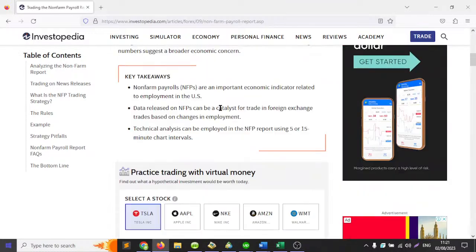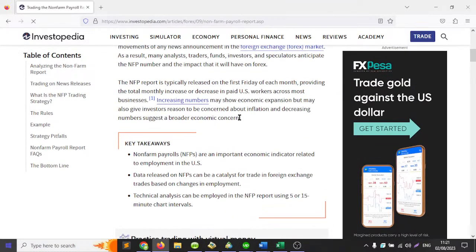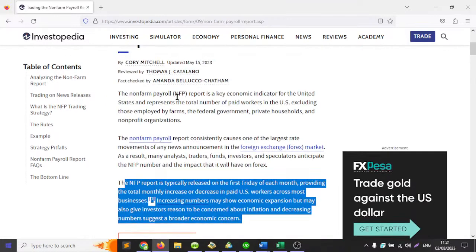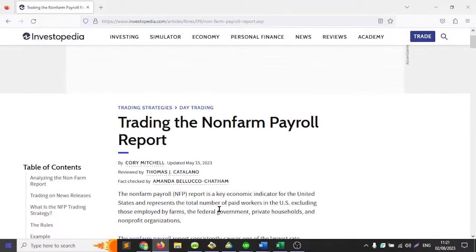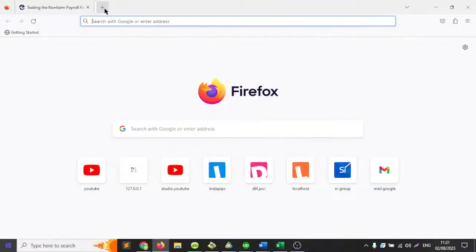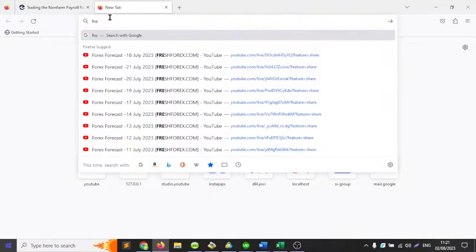Okay, so you may understand this or you may not understand it entirely, but what I want us to look at now is when it does happen and how you can trade it based on what you see on your charts.